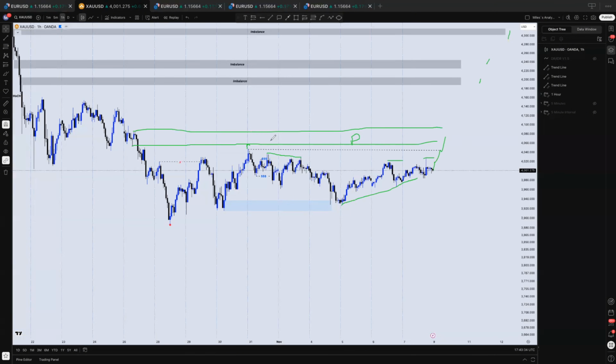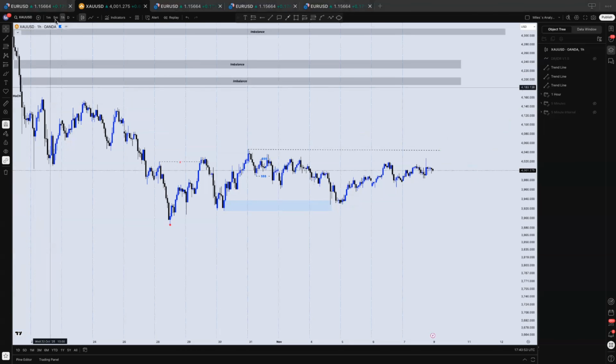So price is going to, at least in my anticipation, go for this liquidity, take it out, then mitigate this decision order block, and then maybe go for this sell side liquidity, and then maybe continue the bullish move. This is my anticipation on gold, but this is for directional bias. For entries, of course, I'll be looking at the 5 minutes time frame.